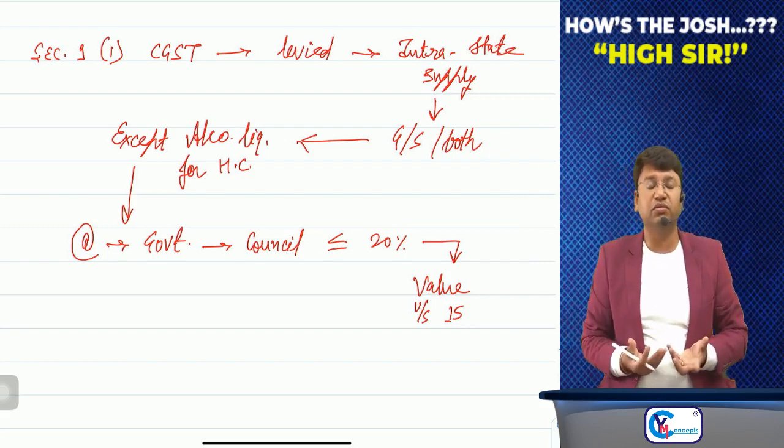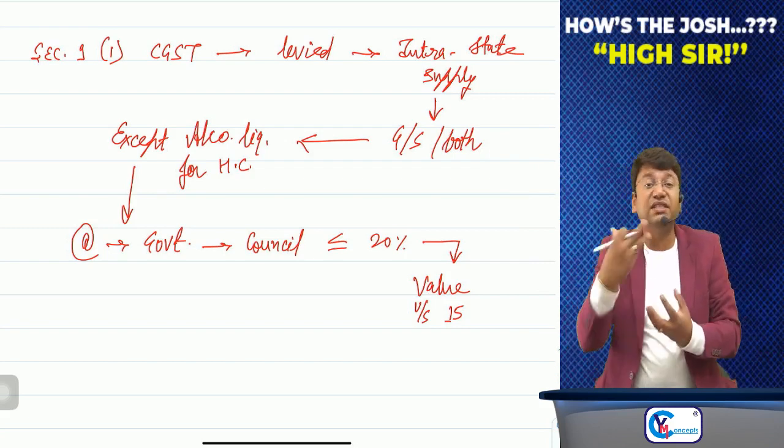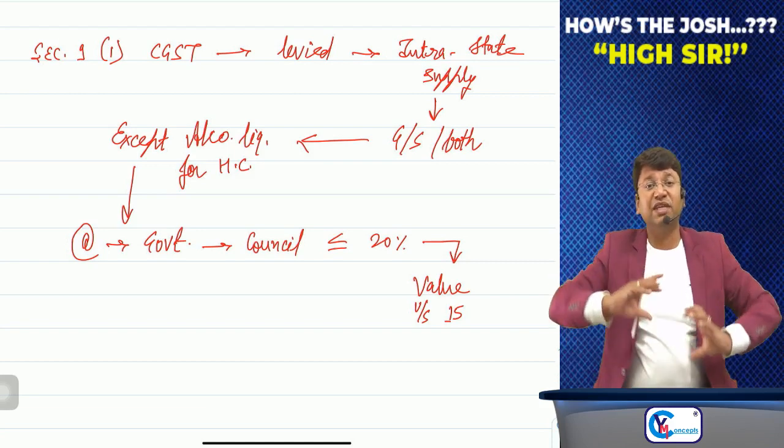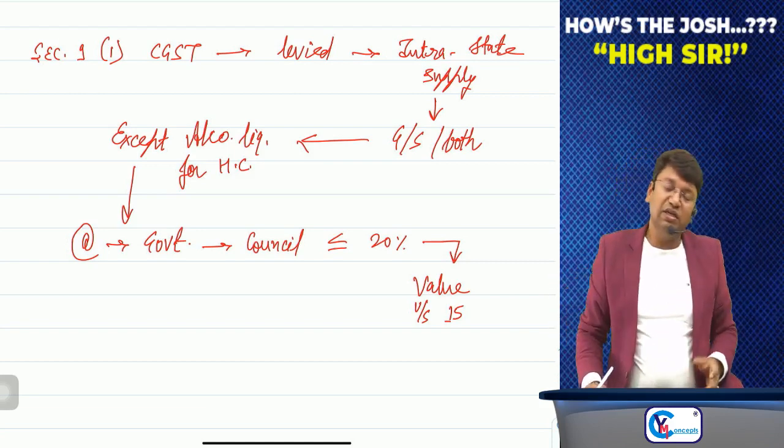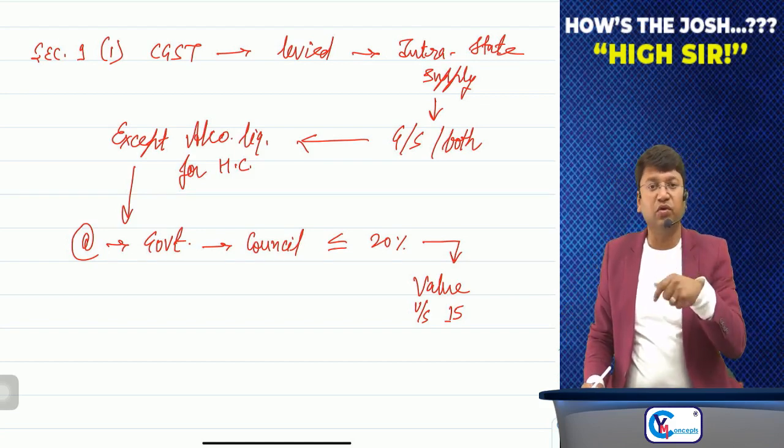Okay, sir, because you know it's indirect tax. It's charged on transaction. If I am selling some goods to you for rupees 1 lakh, then GST will be charged on 1 lakh. Okay, so value. GST is charged on value, not on income.